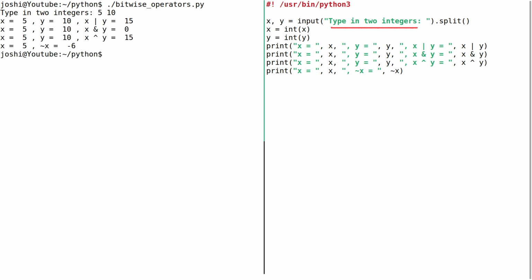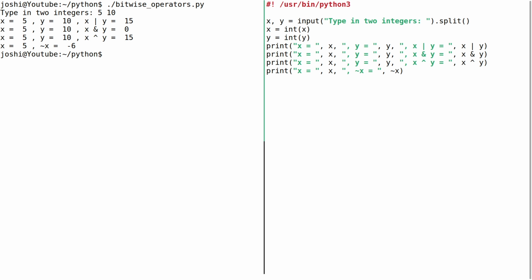Now the first print gives this result. That is bitwise OR. The second print gives bitwise AND. You can verify that the bit representation of 5 has 1s in bit positions which are not there in 10, and that is why x and y is 0. The third one is this one, bitwise exclusive OR. The result happens to be 15. You can verify.